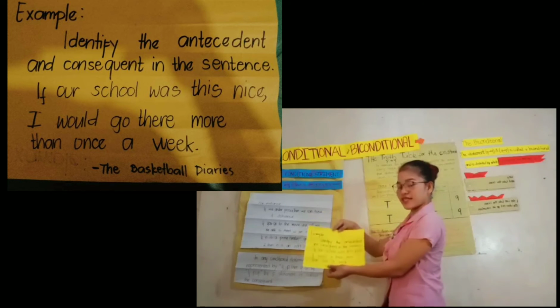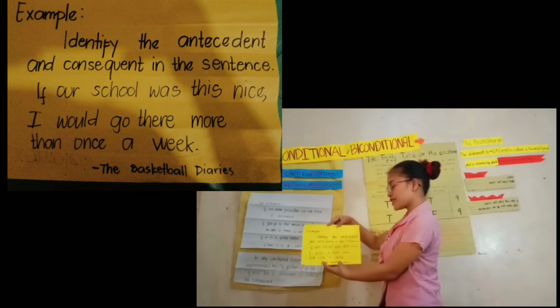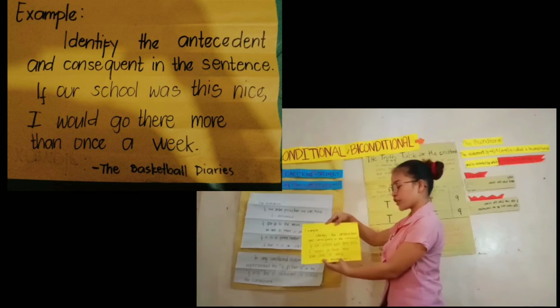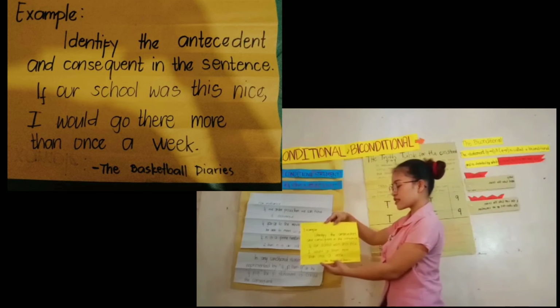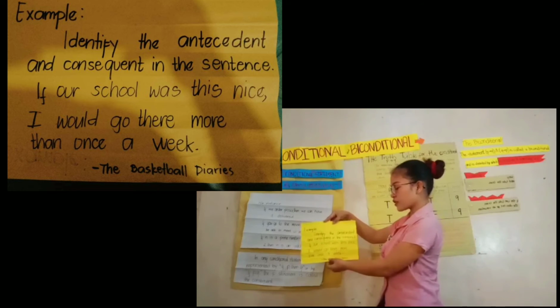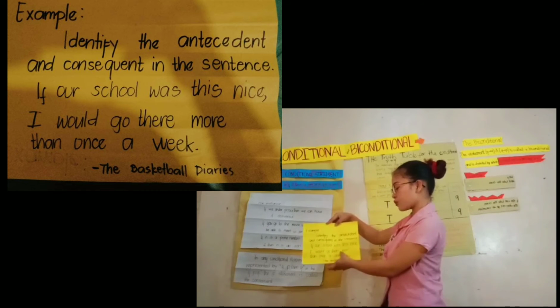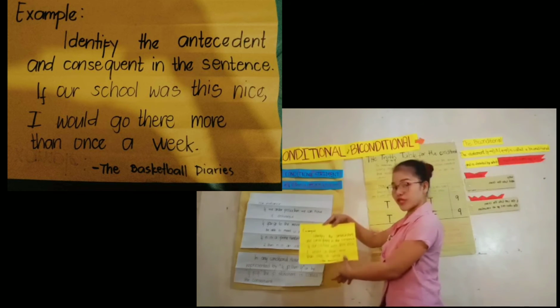The sentence is, "If our school was this nice, I would go there more than once a week." This sentence came from The Basketball Diaries. So what is the antecedent and what is the consequence? The antecedent in this sentence is, "our school was this nice." And the consequence will be, "I would go there more than once a week."